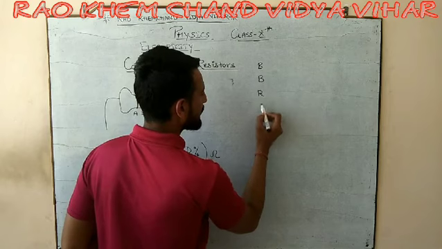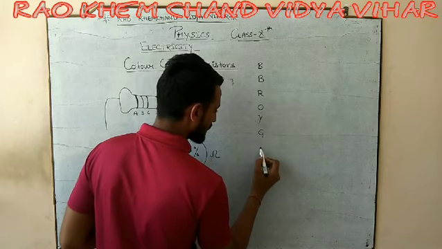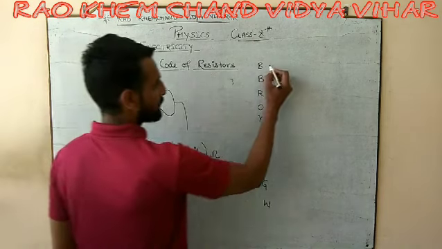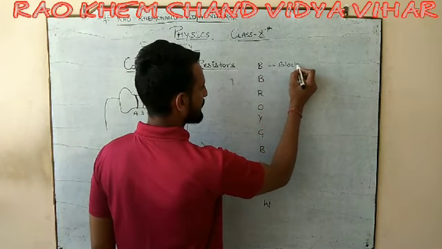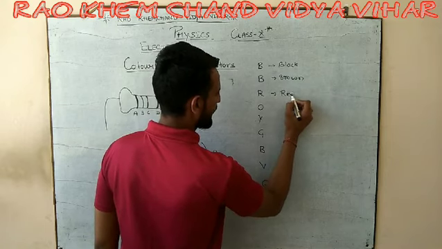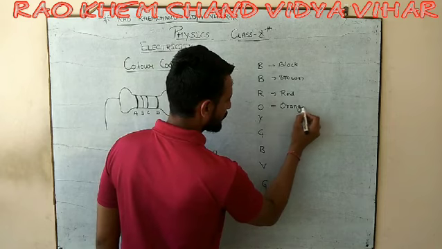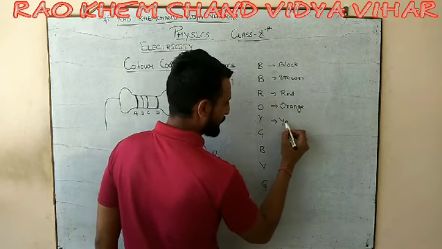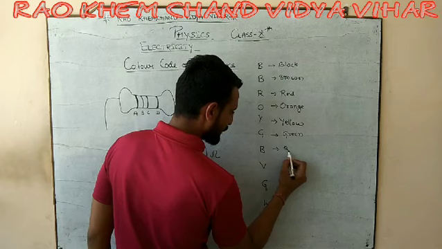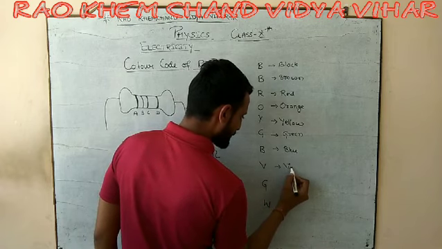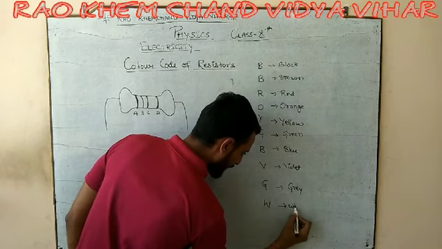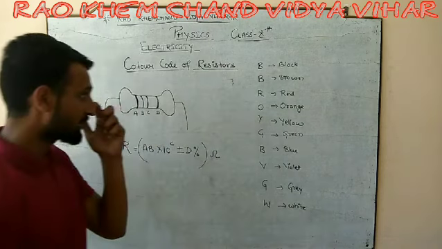Here we have the 10 colors. First B stands for black, brown, red, orange, yellow, green, blue, violet, gray and white. So we use these color stripes.